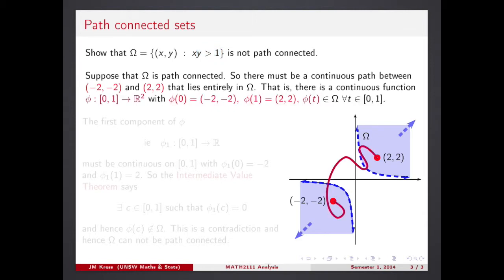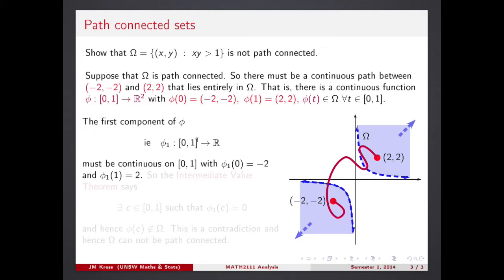Now he says, imagine it is a path-connected set. Imagine again, the contrary statement. It is path connected. So if it is path connected, then we can come up with a continuous path which connects these 2 points. We can come up with a function phi from 0, 1 to R2 such that in the endpoints it delivers negative 2, negative 2 at 0 and 2, 2 at 1, and it is continuous. And it is entirely within my omega. Here's a contradiction.